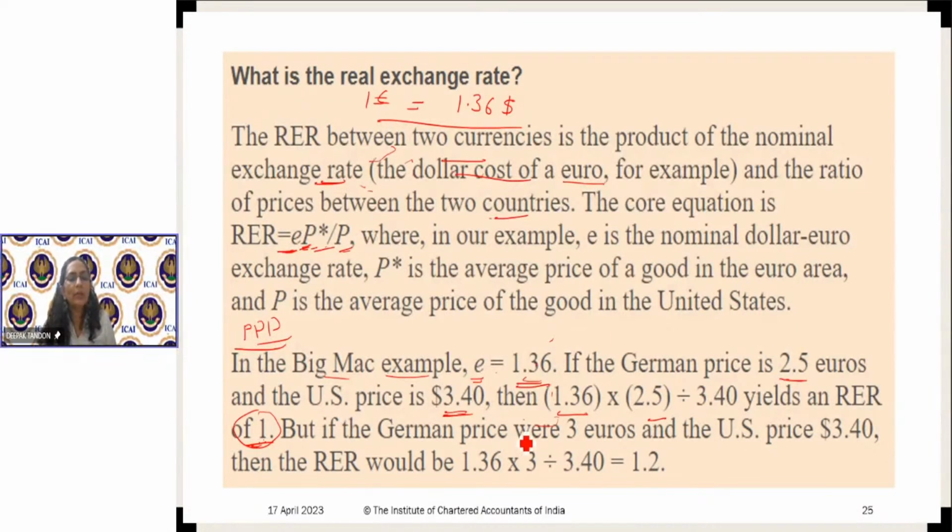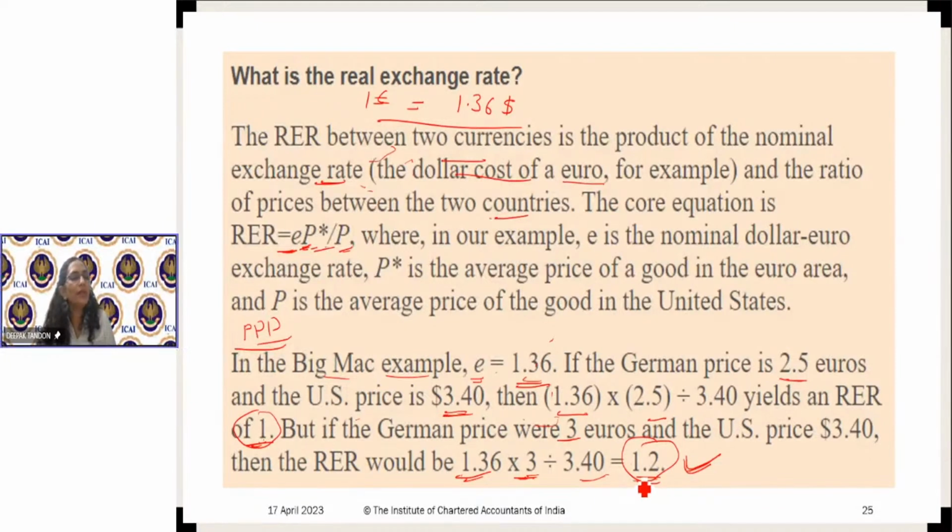But if the German price were 3 euros rather than 2.5 euros, आप इसको 3 से multiply करते, because this is the nominal exchange rate. This is the price in home country, and this is the price in foreign country. Then the value comes to 1.2. That means in Germany, McDonald's burger is expensive by 0.2 as compared to US. So that means Germany is having inflation.